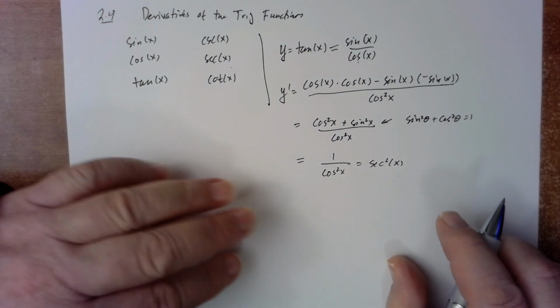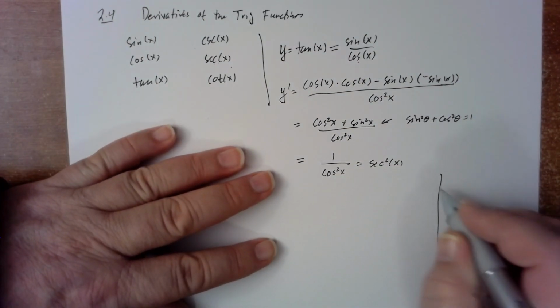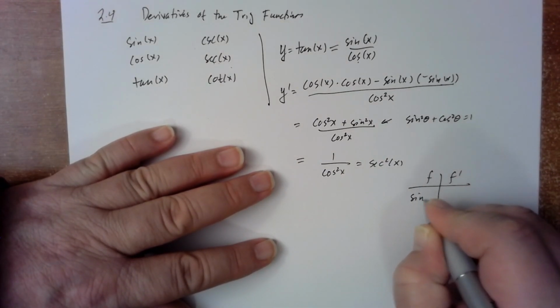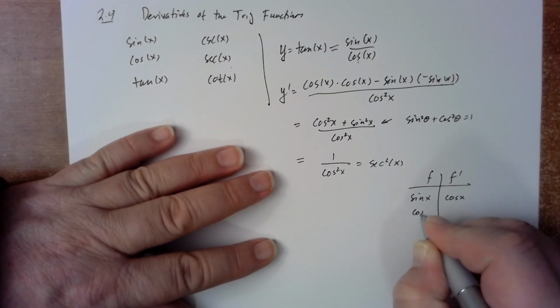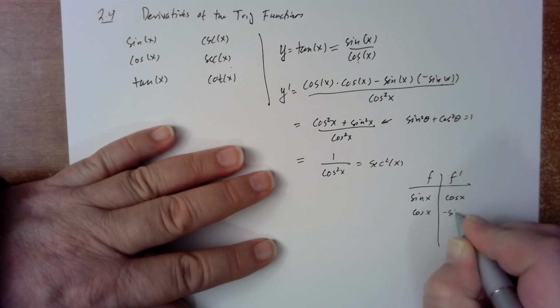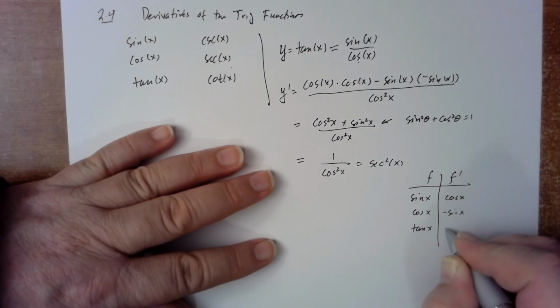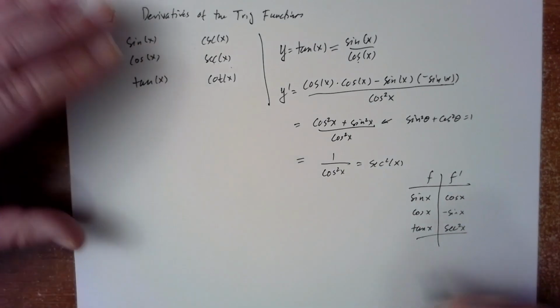Okay, so if you're thinking about putting together a table of formulas, so far what we have is the sine, derivative is cosine, and then cosine, derivative is minus the sine, and then tangent is now secant squared. Good. So we'll continue now with the others.